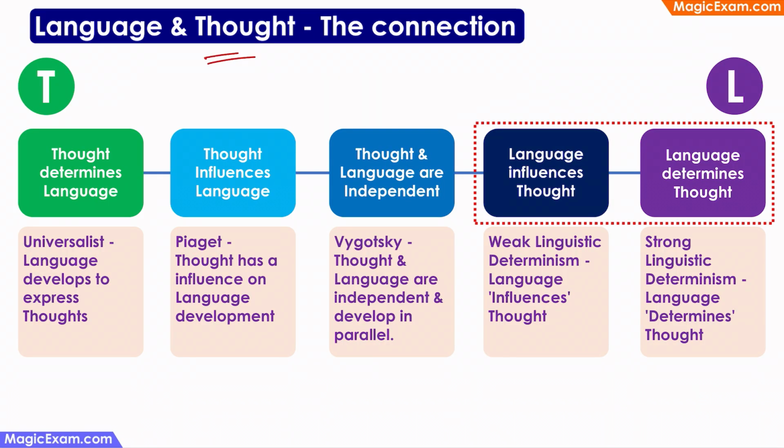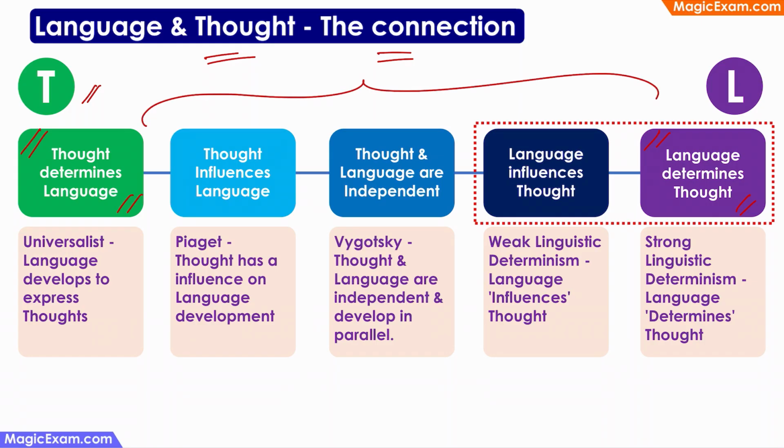So, language and thought. What is the connection? There are many theories which try to explain this connection, and if you were to classify them and put them on a scale, on the extreme left, we'll find theories which strongly support the argument that thought determines language. And on the extreme right, we will have theories which state the opposite. That is, language determines thought. And everything else falls between these two.